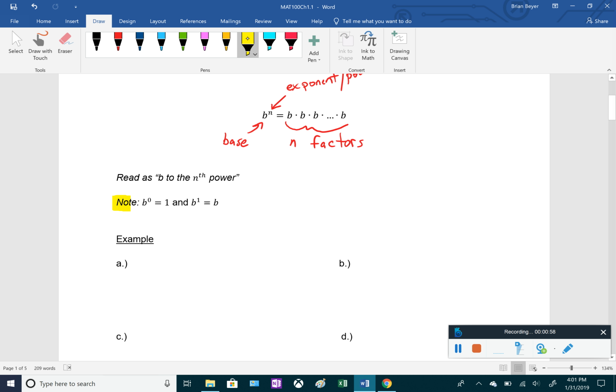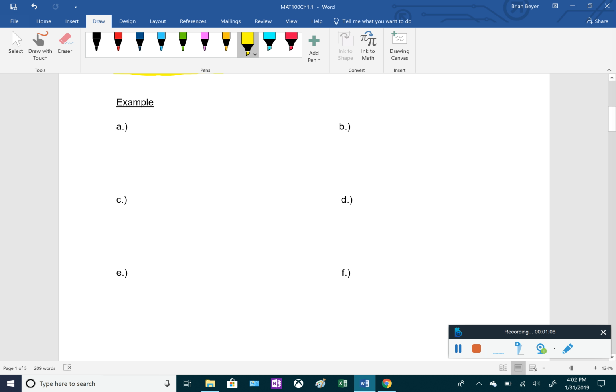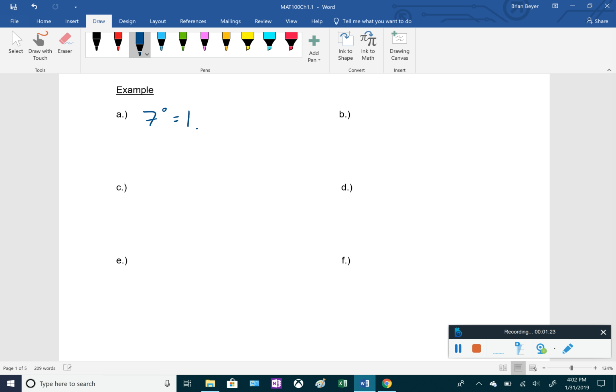And something to keep in mind is that b to the 0 power is equal to 1. And b to the first power is equal to b. So let's see some examples here. For the first one, let's say we have 7 to the 0. So anything to the 0 power, other than 0, but we won't worry about that, anything to the 0 power is equal to 1. Okay, and then next one, let's say we have 8 to the first power. So 8 to the first power would just be 8.